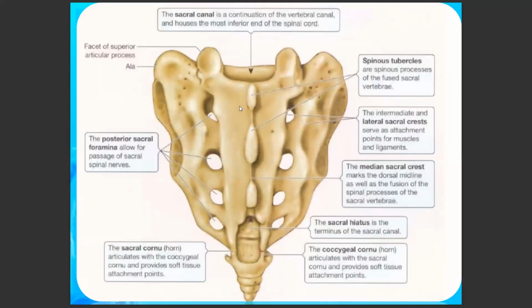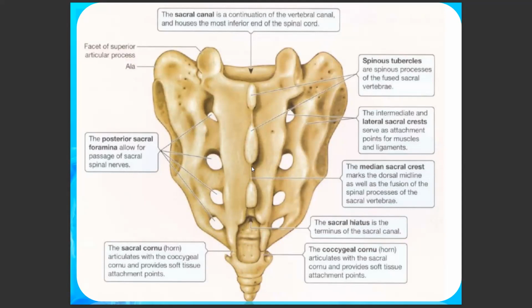This is the posterior view of the vertebral canal. This is the sacral canal, which is in continuation with the vertebral canal. These are the concave facets. Here the convex facet of the 5th vertebra will make articulation with this. These are the facets of the superior articular process. These are the ala, which were discussed in the previous slides.